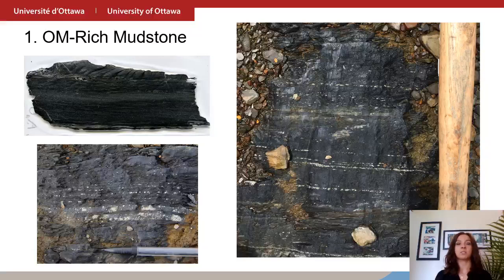OM-rich mudstones are black, extremely fissile, and have an abundance of rhomboidal pyrite, as can be seen in these photos. They mainly consist of clay grains with minor amounts of silt.